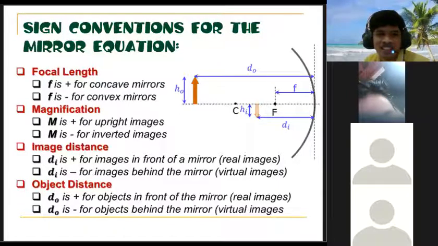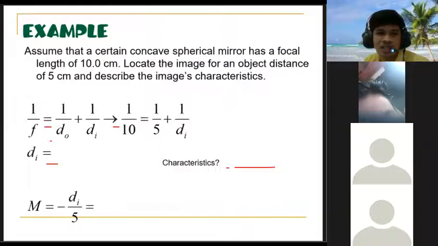Real image if DI is positive; virtual if DI is negative. Upright if the value of M is positive. If the value of M is negative, it is inverted. Okay, let's go back to describe the image. What are the characteristics?